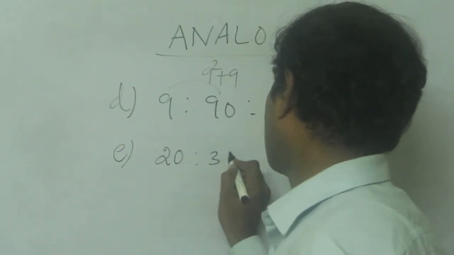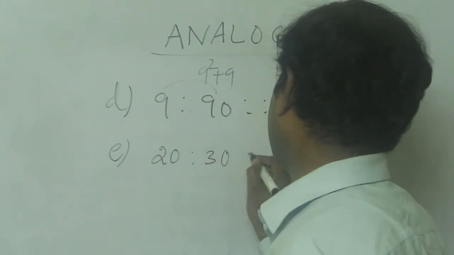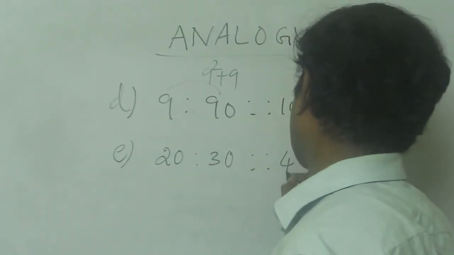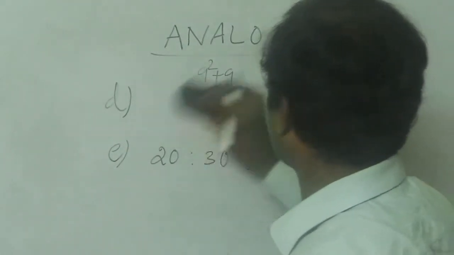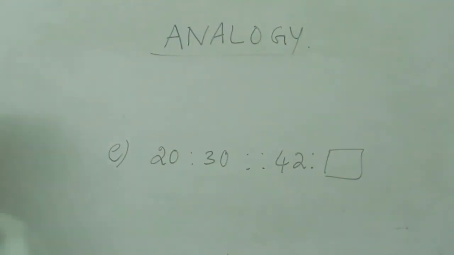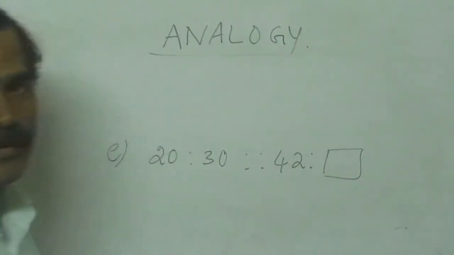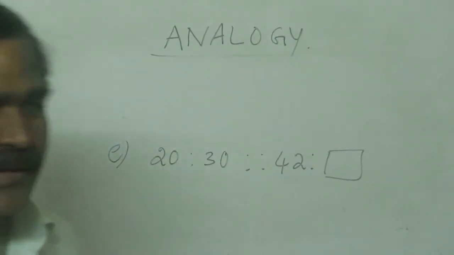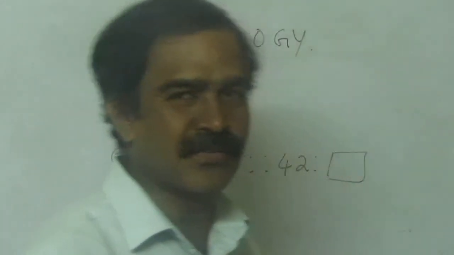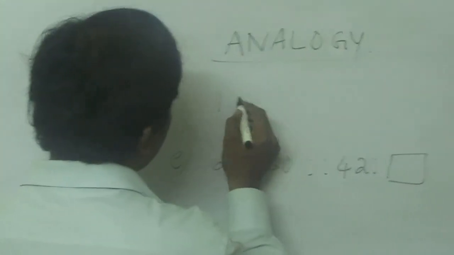20, 30, 42, which option? Something is missing. 20, 30, 42, which one? Don't think this is multiplied by 1.5, 20 into 1.5 is 30, 42 into 1.5 is something. Don't think like that. That may be a logic, but that is not what they expect. Okay, let me figure out what they want. Let me write this question.